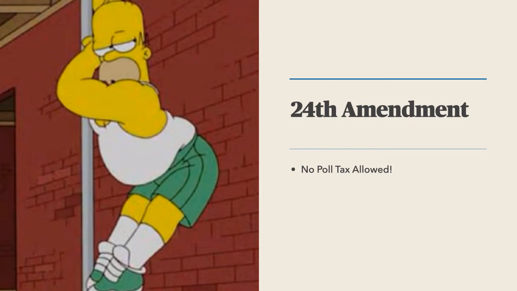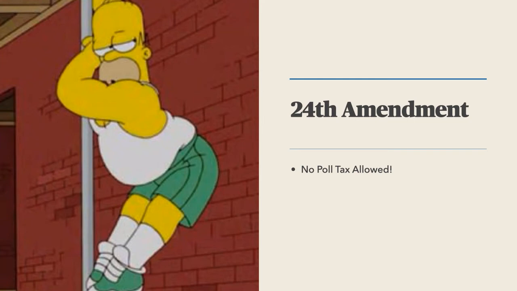Poll taxes were fees that some states and communities were making people pay to vote in elections, and it was a way of keeping people from voting, basically keeping poor people, people of color, from voting. And Congress said, no, you're not going to do that, and so the 24th Amendment is passed.